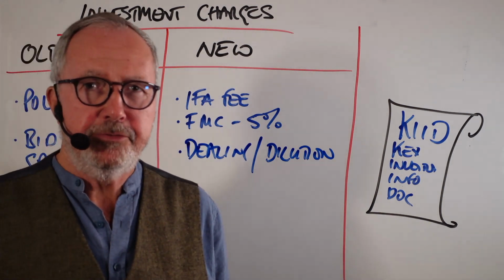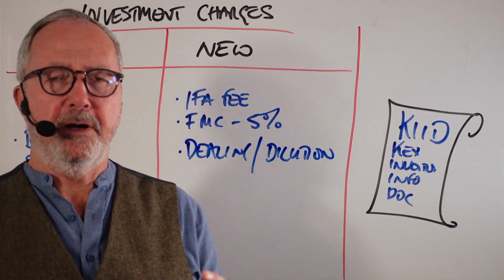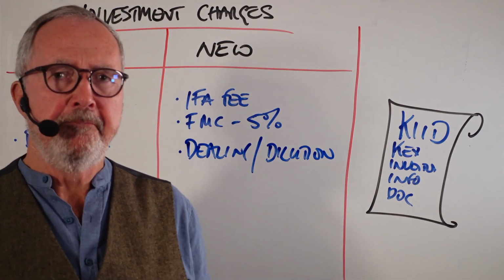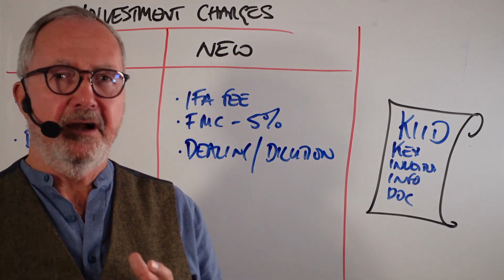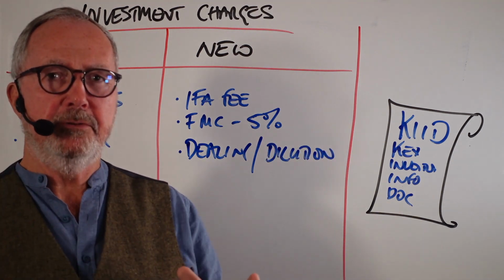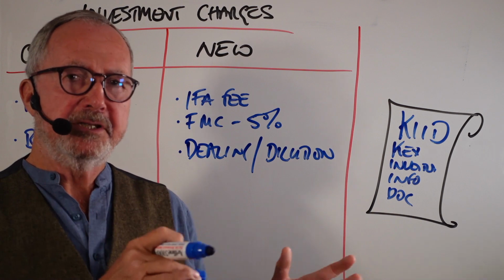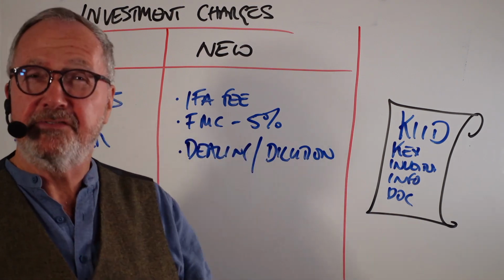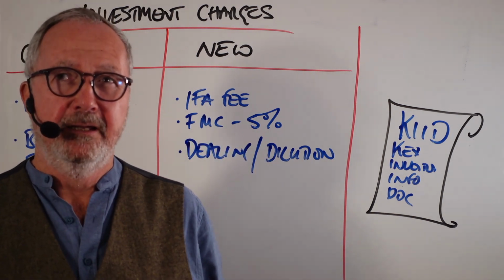OEICs call them dilution duties, where everyone who buys and sells, not everybody buys and sells, you see. Some of you just leave it there. So they dilute the cost amongst all the people that do the dealings and those people that don't. So it's just a fee they charge for the dealing costs, really, which is fine.